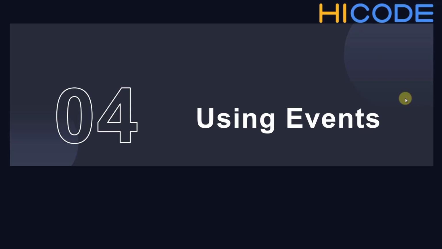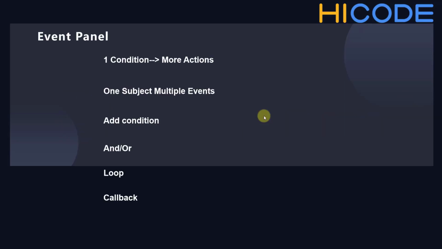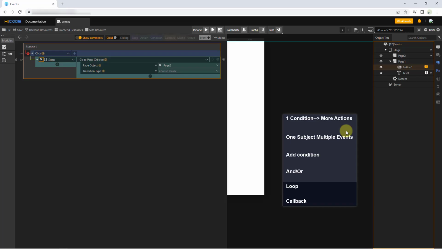Next, I will talk about what we usually do with events. Let's first go to the event panel and see what we can do there. First, how to add more actions to one condition. In other words, one cause, more effects.